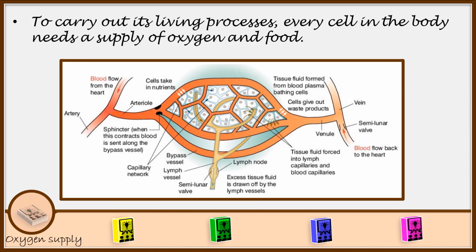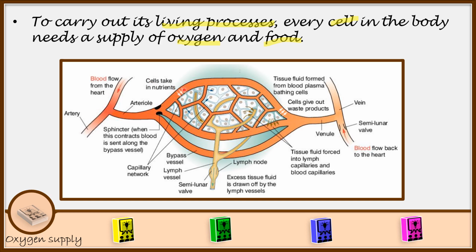To carry out its living processes, every cell in the body needs a supply of oxygen and food. So we know that the cells are the ones that are carrying out the life processes. But these cells, when they are doing that work, will need a supply of oxygen and food. So the blood vessels are going to bring in the blood, which is containing nutrients, and when these come, the cell can take the nutrients.